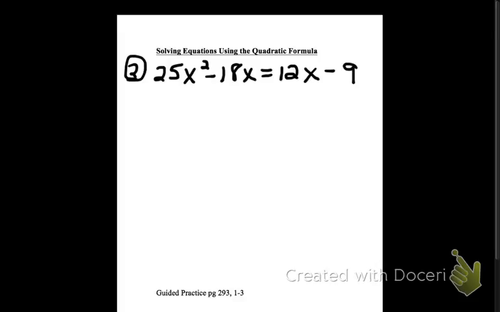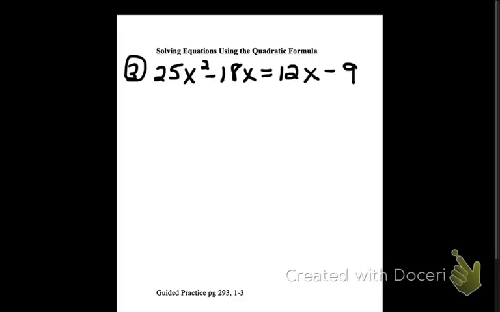Lesson 4.8, Solving Quadratic Equations Using the Quadratic Formula, Example 2. For our second example, we're going to start with 25x squared minus 18x equals 12x minus 9.